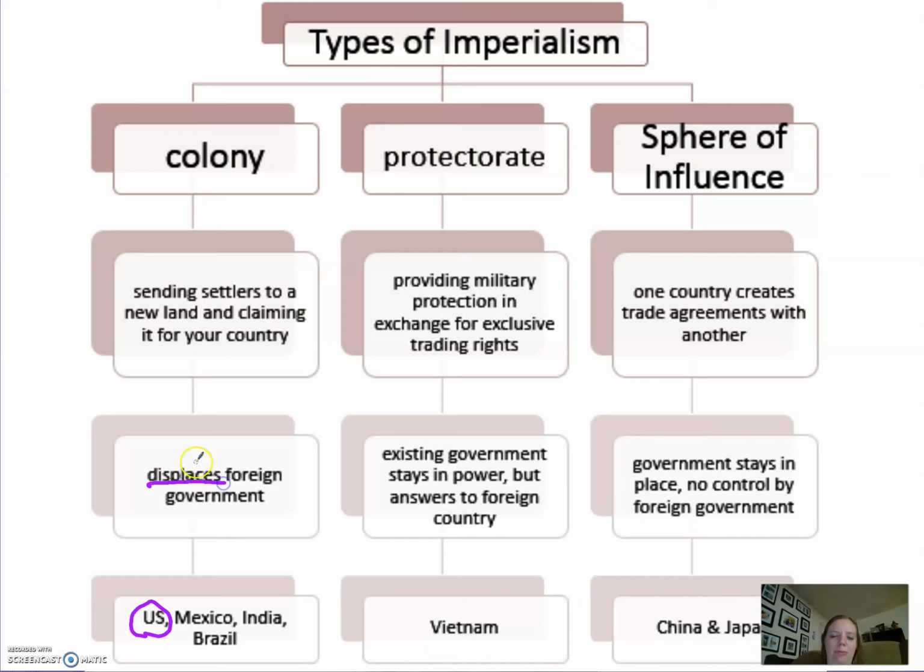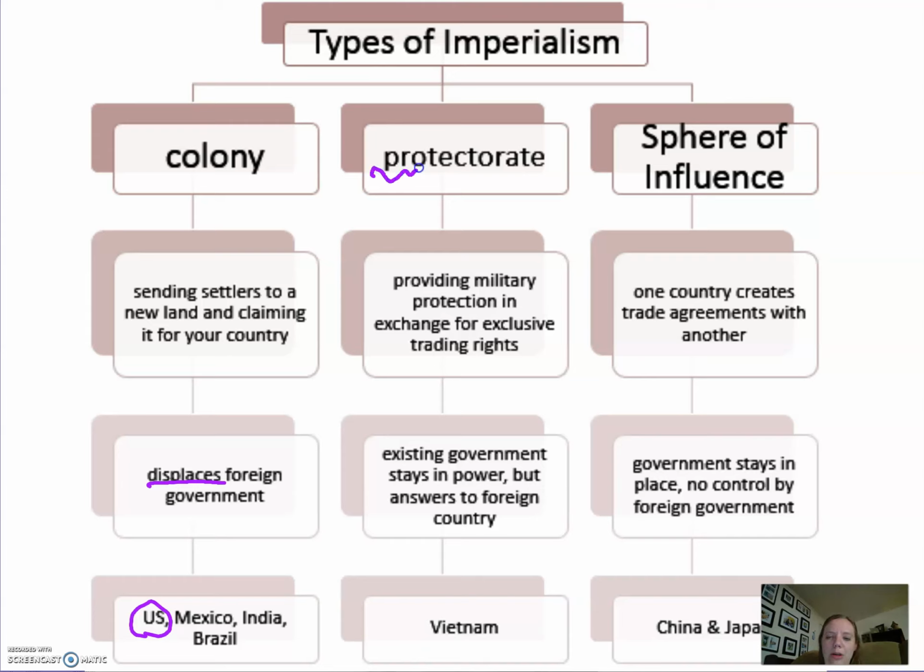It displaces the foreign government. Whatever was there is totally gone. You can think about that like when the English settlers came to Jamestown, the people who lived in Jamestown operated as if they were still living in England, even though they were living across the Atlantic Ocean, and the native tribes that lived there had no jurisdiction over them.